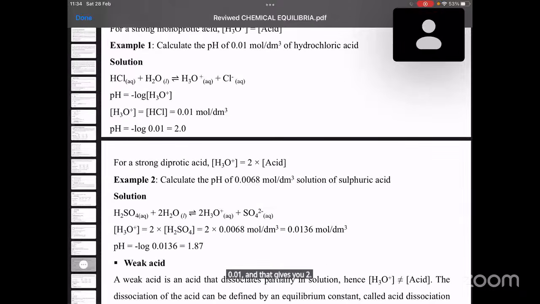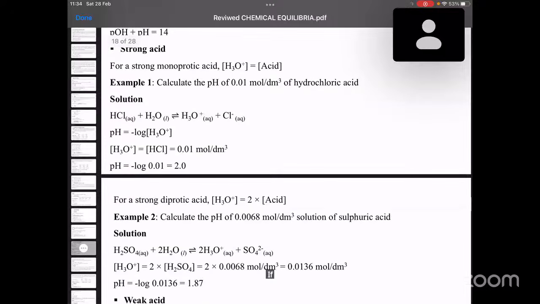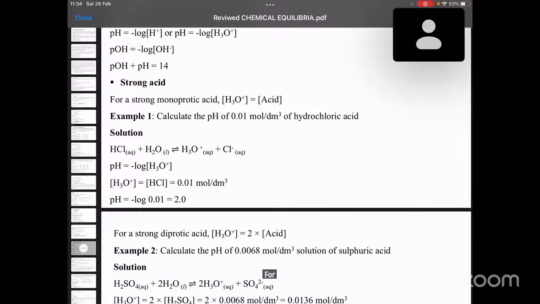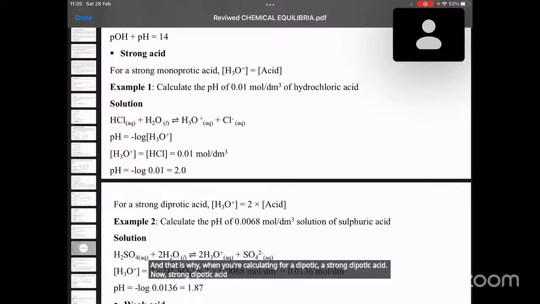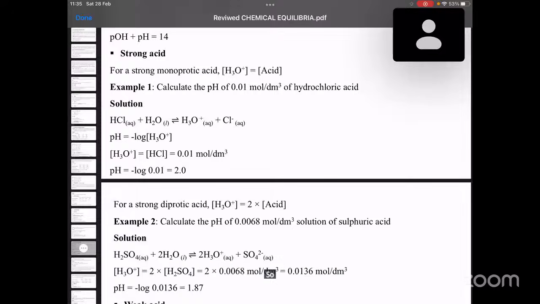If it was diprotic: monoprotic means for every molecule you have 1 hydrogen ion. Diprotic means for every molecule you have 2 hydrogen ions. So for every 1 mole of acid you will have 2 moles of hydrogen ion. That is why, when calculating for a strong diprotic acid, and strong is important, because it means they undergo complete dissociation.